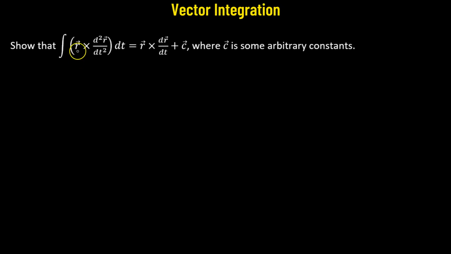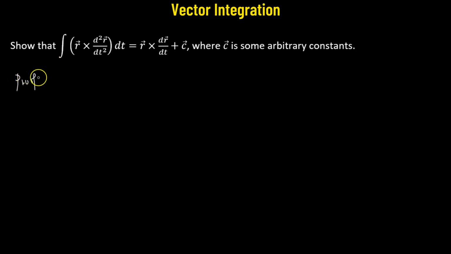So here we have a vector valued function r. We take its cross product with the second derivative of r with respect to a scalar parameter t. So if we take the integration of that particular vector function with respect to t, then this is going to give us the vector function r crossed with its first derivative with respect to t plus some arbitrary constant c. So let's try to show that.